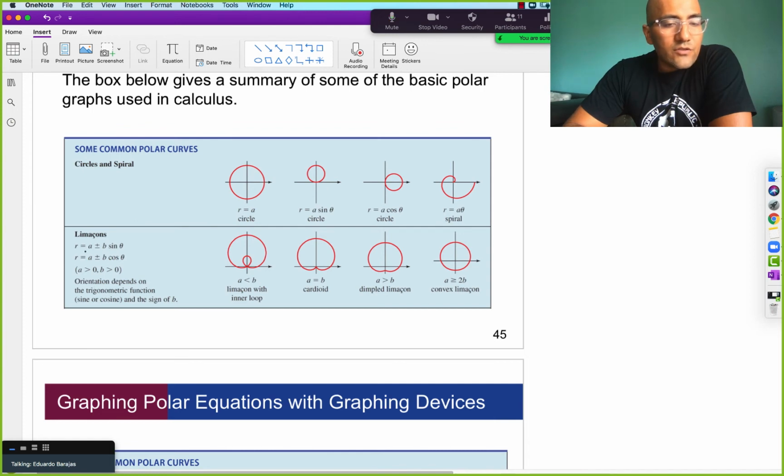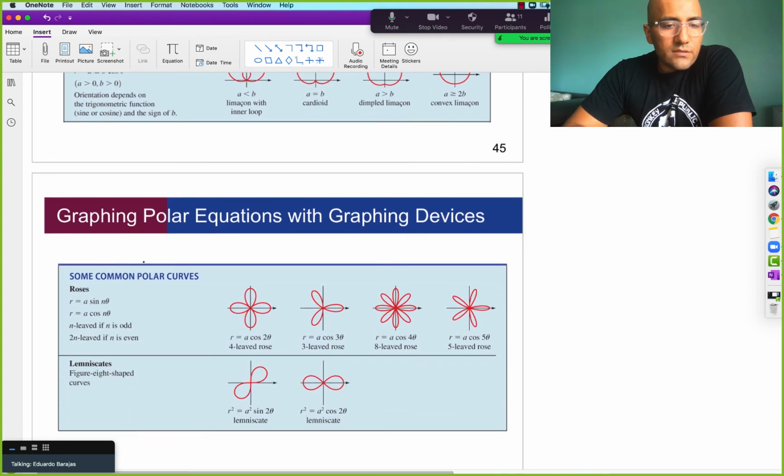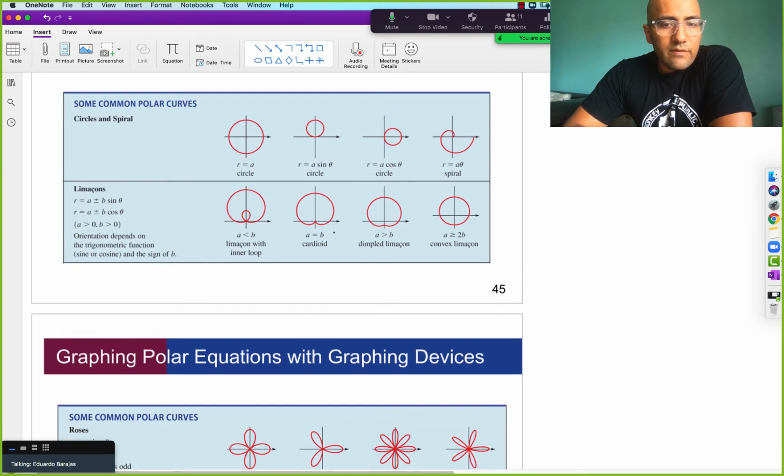Limaçons are equations of the form a plus or minus b sine theta, a plus or minus b cosine theta. So the orientation depends on the trigonometric function, sine or cosine, and the sign of the b, right? Plus or minus. So we end up with getting things that look like this. And then we have cardioids. They vary from cardioids to these other variations. Limaçons have that inner loop thing.